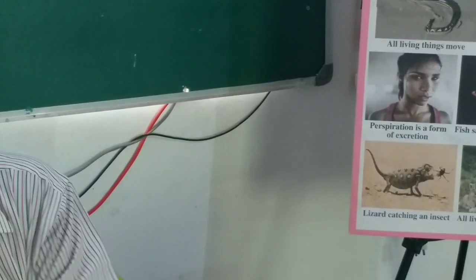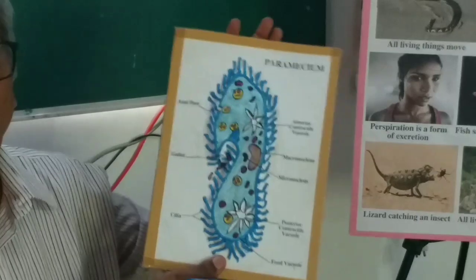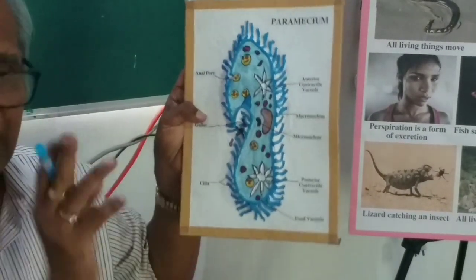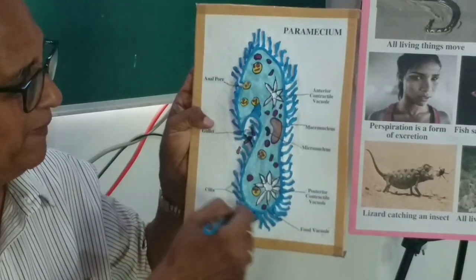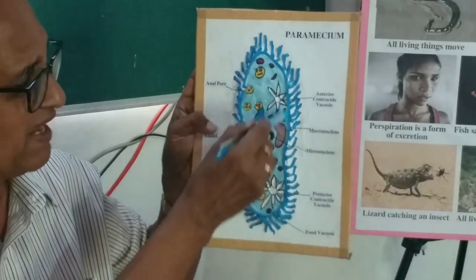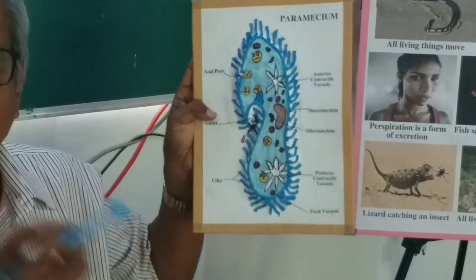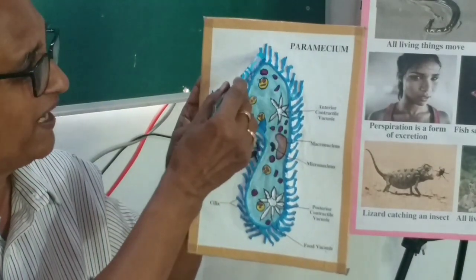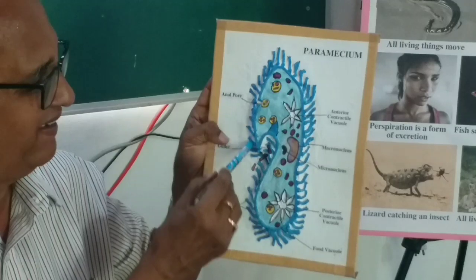We have another unicellular organism, paramecium. Paramecium is also called slipper animalcule. It looks like a slipper, very tiny. You need a microscope to see it. And it has cilia all around. See the cilia.